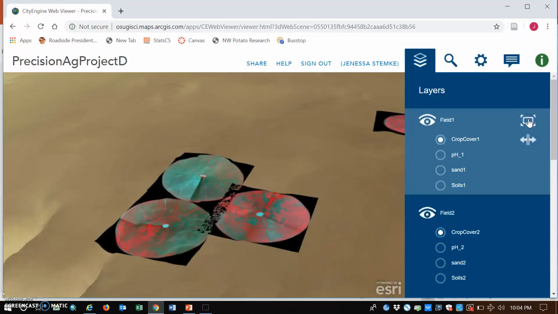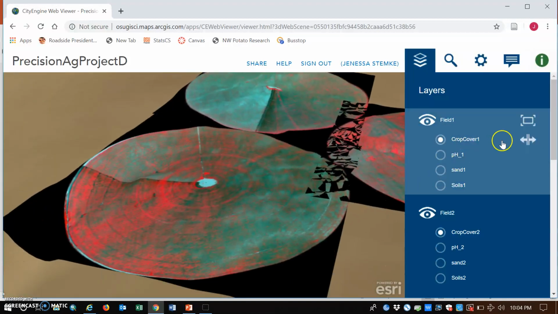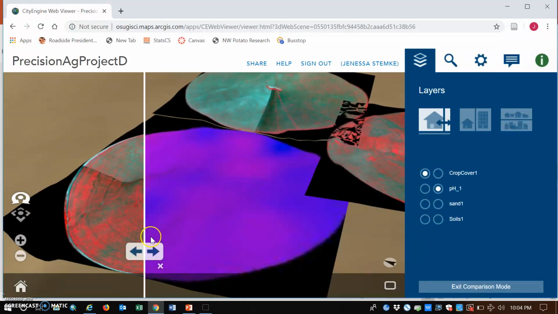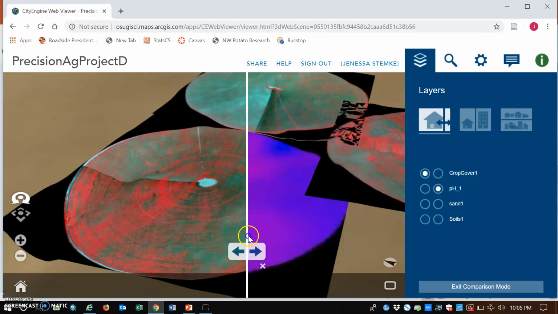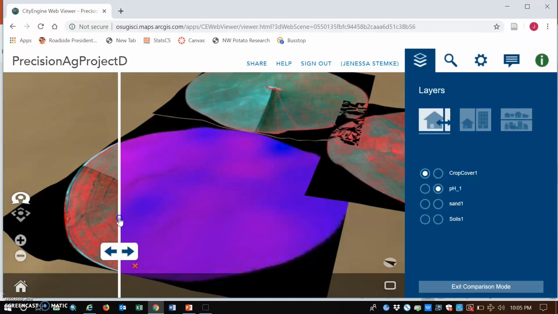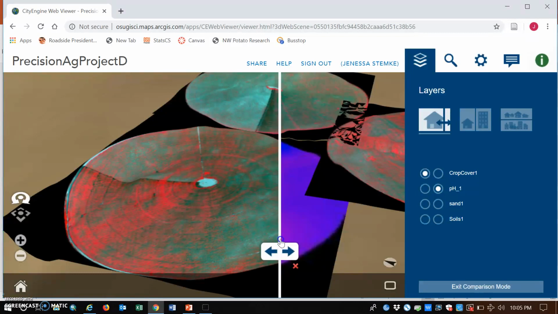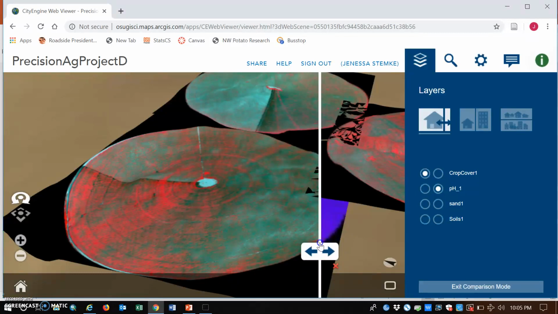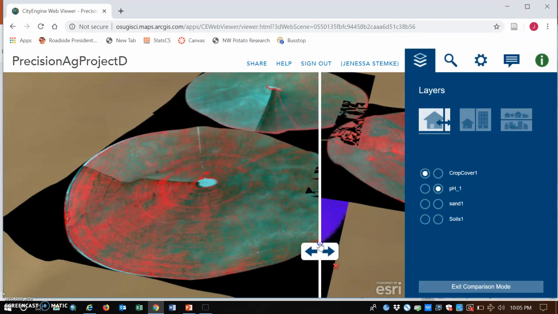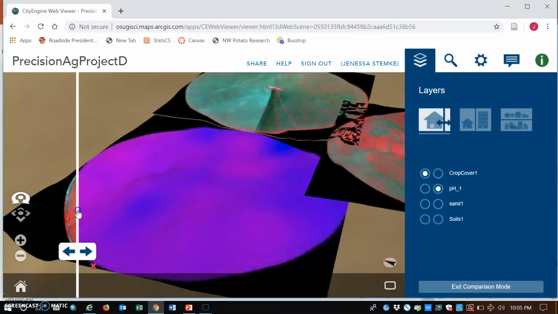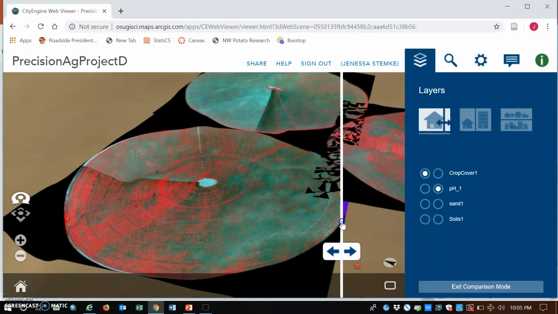We'll zoom in on field 1. You can use this swipe function to compare. Right here I have pH, which is purple and blue. Blue is the lower pH, purple is the higher pH. Then I want to compare it with crop cover, which is red. Red is healthier vegetation, and blue is not so healthy. I wanted to compare: is there any pattern going on here?